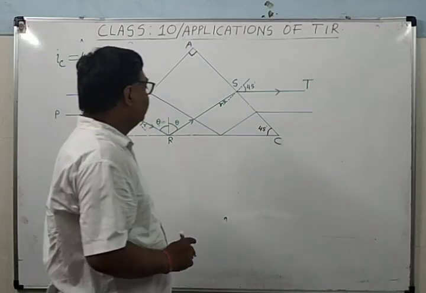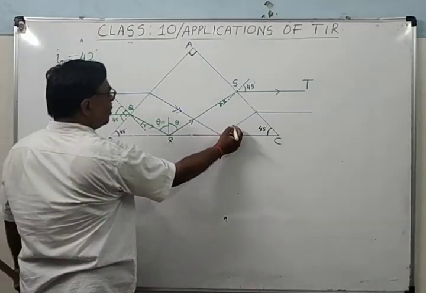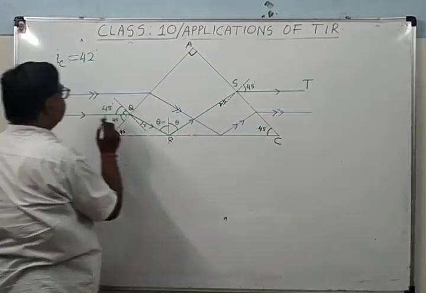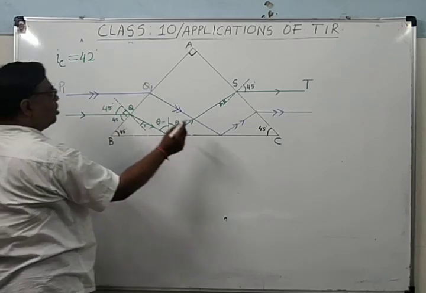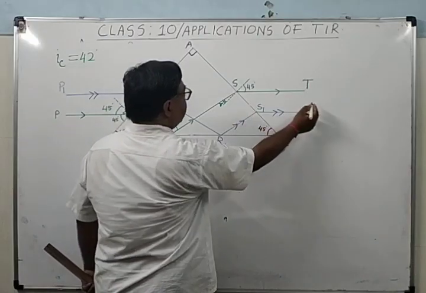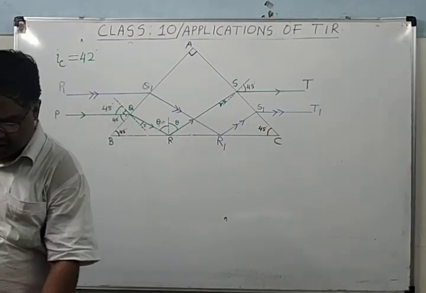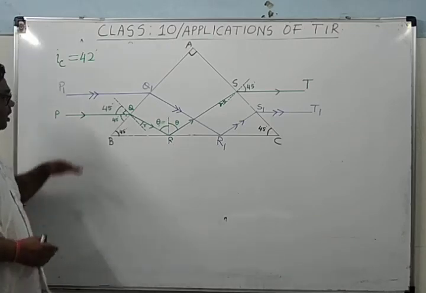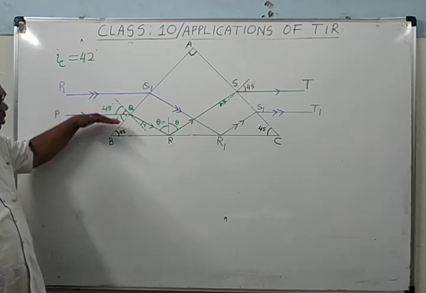You can see here, it is going this way. Same thing will take place. This you can name E1, Q1, R1, S1, T1. It's clear? Now if there is any object which is kept, you can see here, green ray is going closer to the base. This ray is closer to the base.